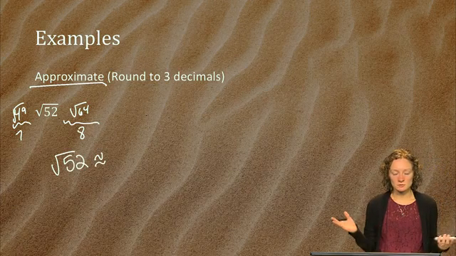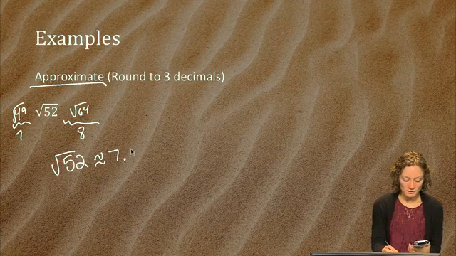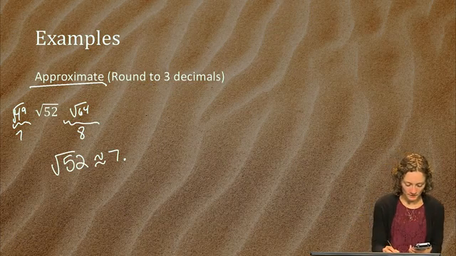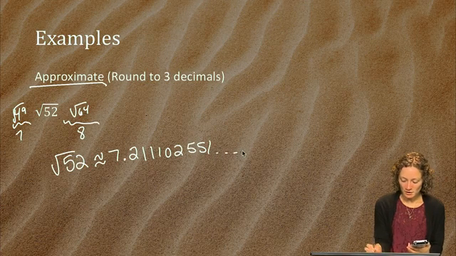If you write equals, it's not a huge deal. But you can see it's a decimal that goes on for a long time, and in truth, it's a decimal that goes on forever. So we get 7.211102551, and that's all I see.